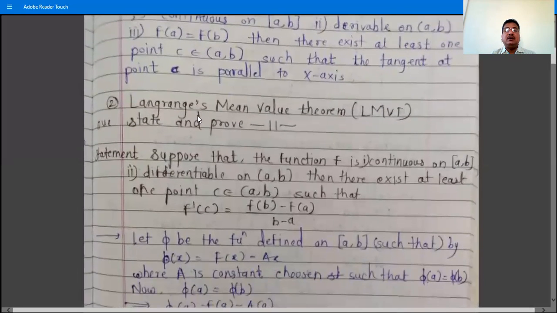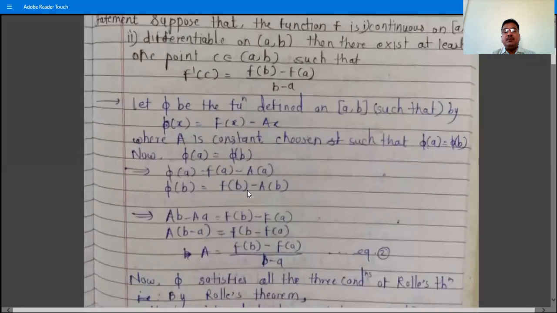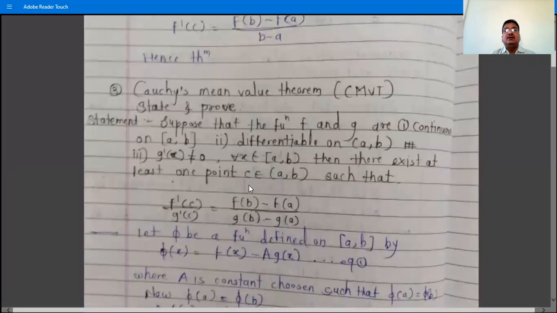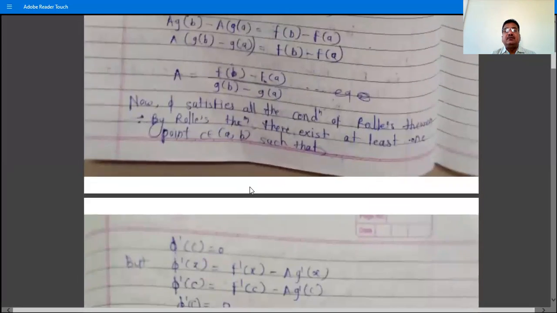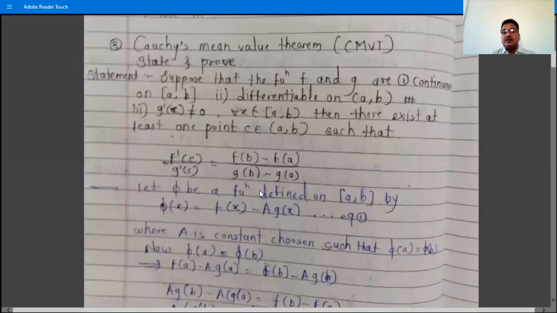Then the next theorem is Lagrange's mean value theorem. The question is: state and prove Lagrange's mean value theorem. So this is the statement and the proof, and the next one is Cauchy's mean value theorem. We'll see these two theorems in the next lecture.